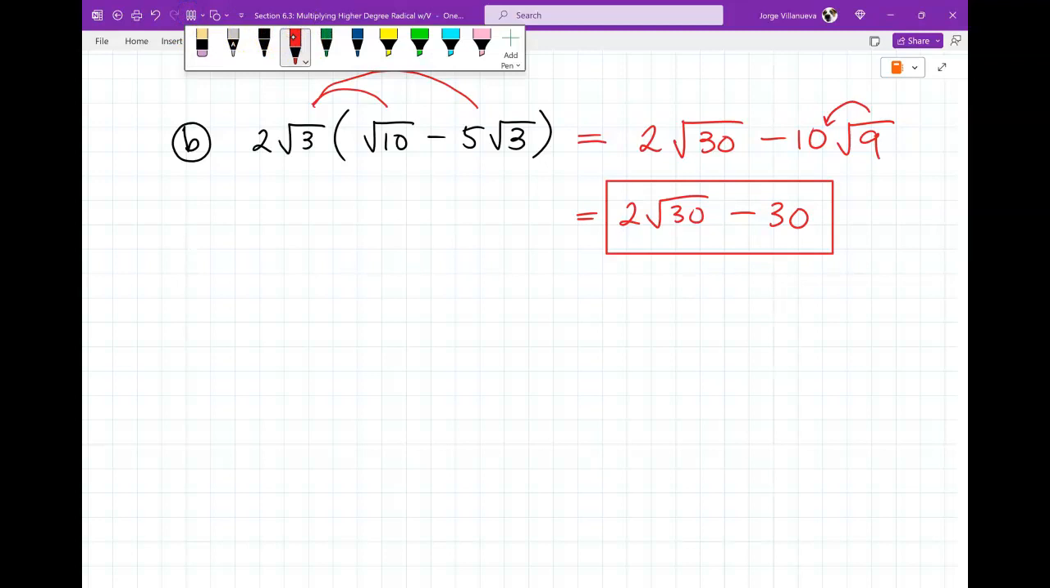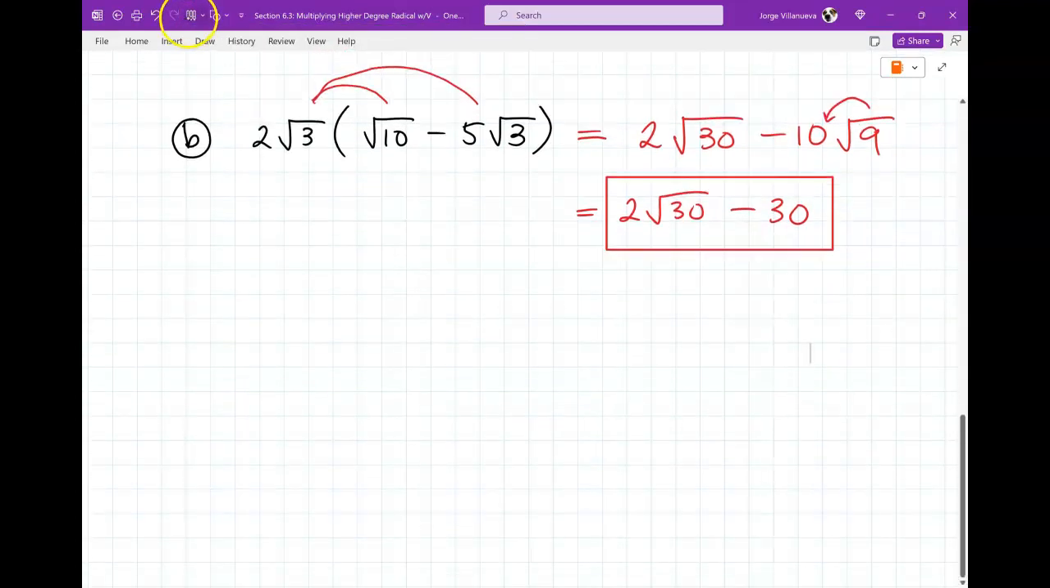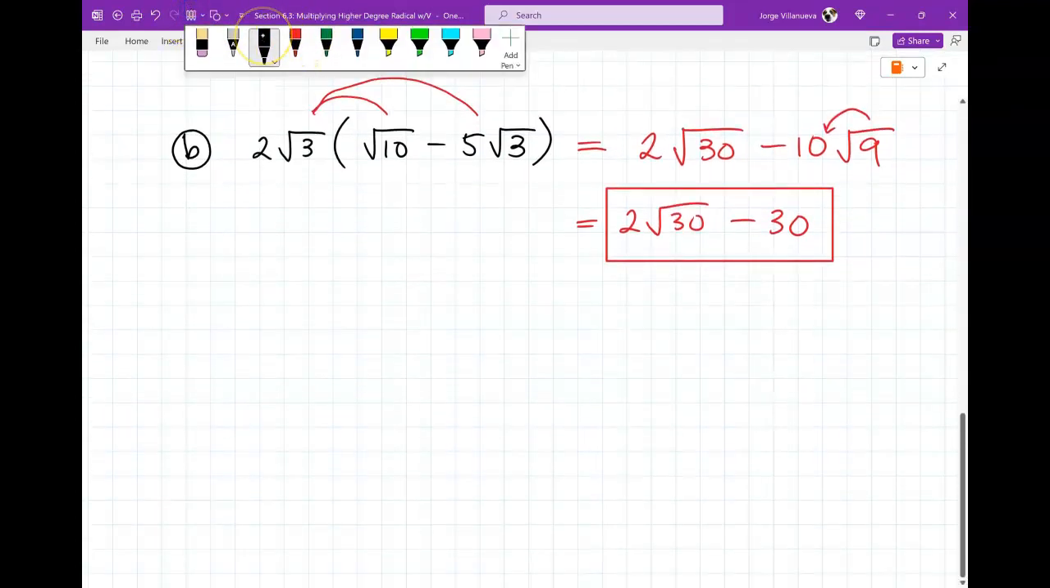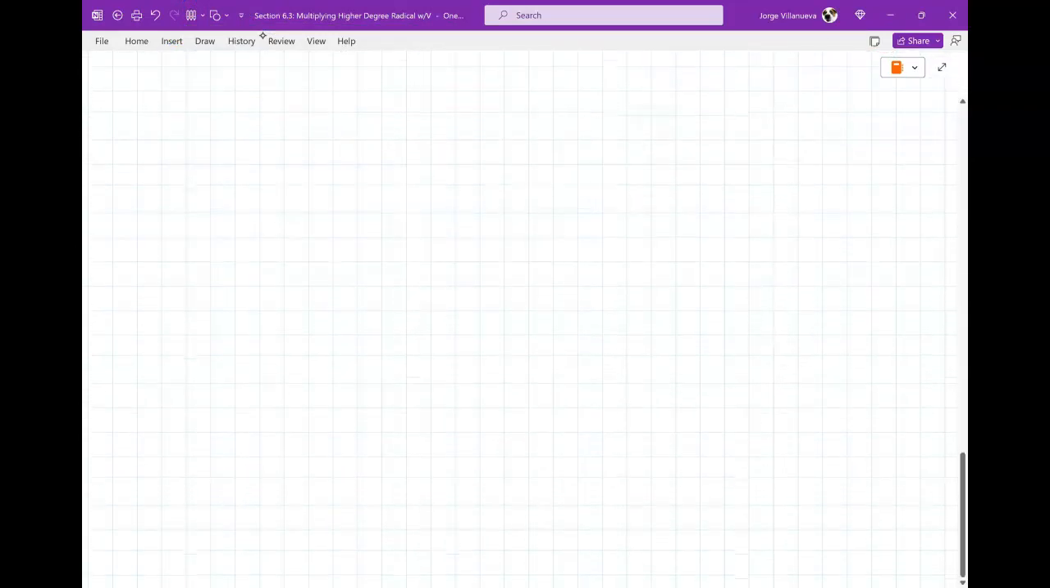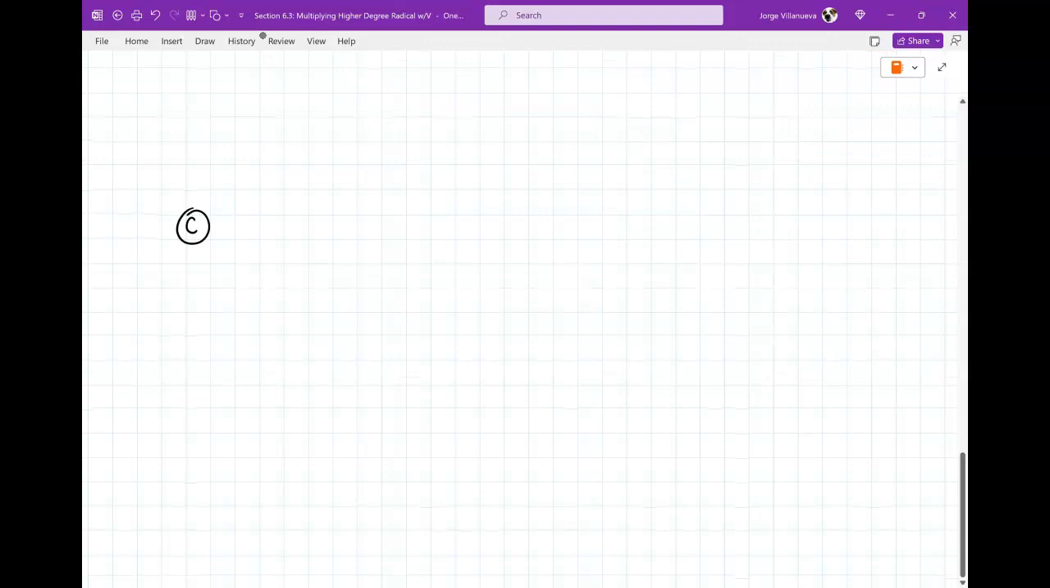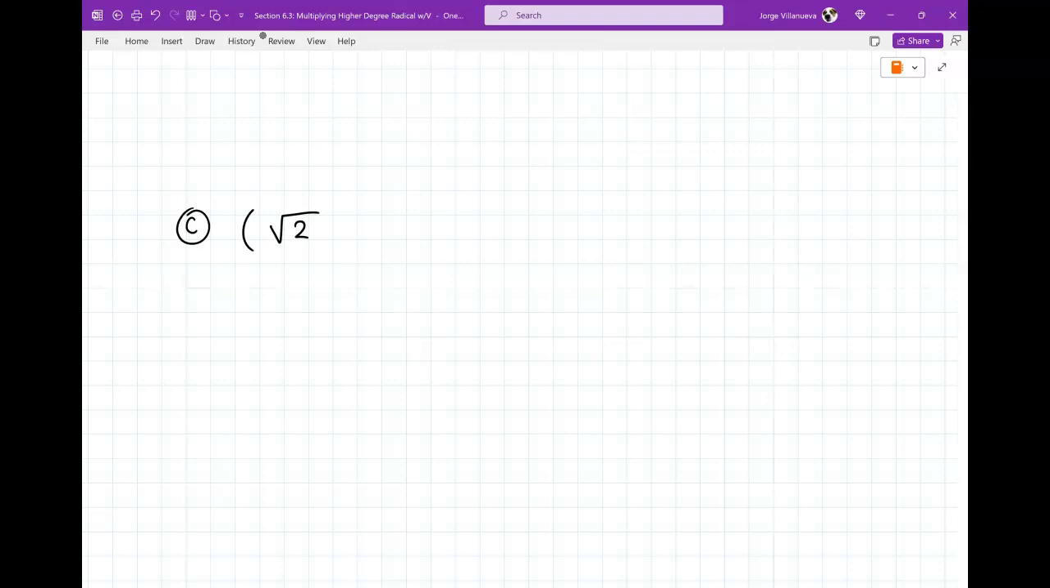All right. So notice, didn't take a lot of steps to do. Let me change this to black. I think I was in red. So, all right. Here is part C. You may not like the way this one looks, and I can understand.